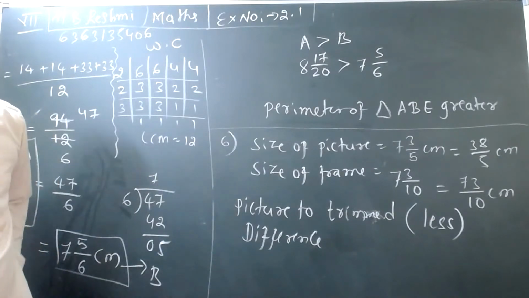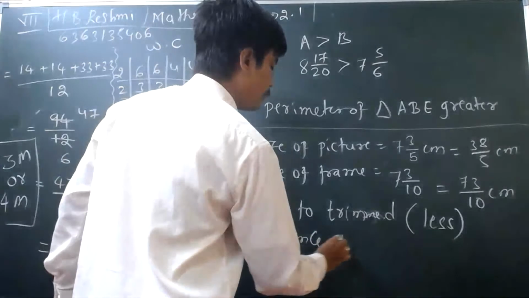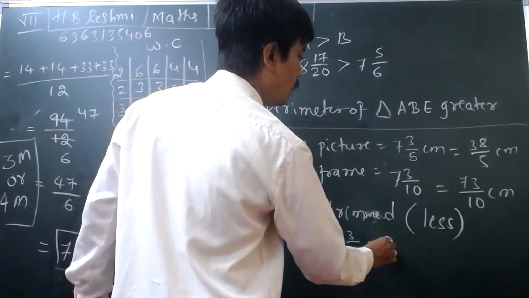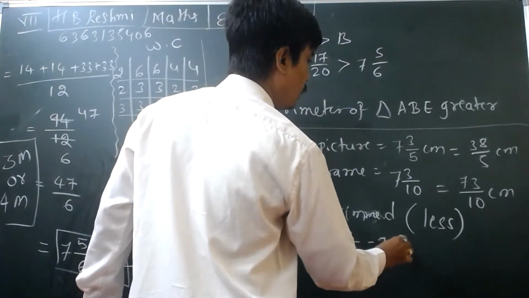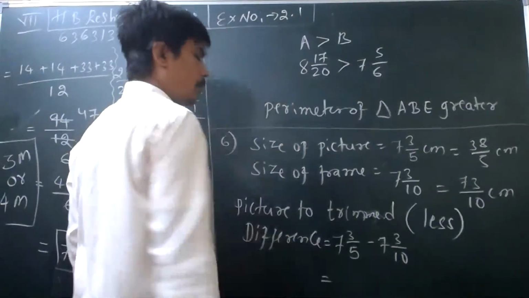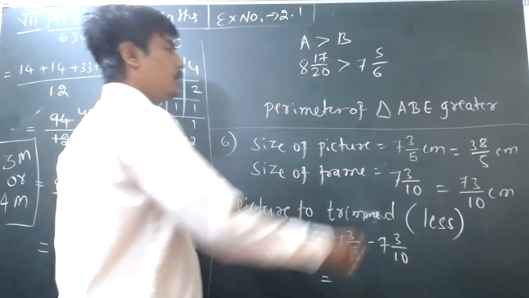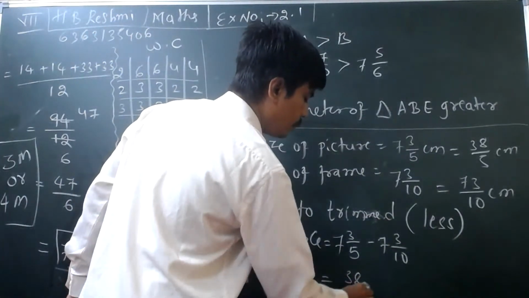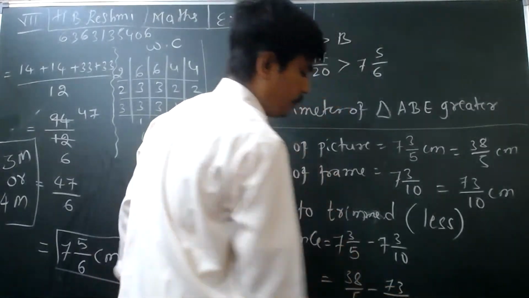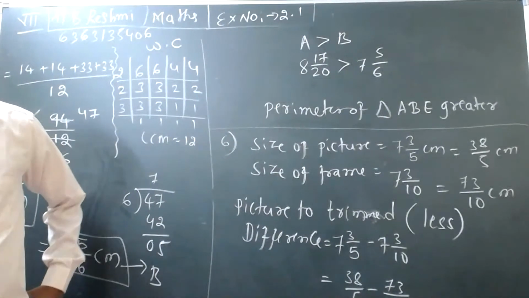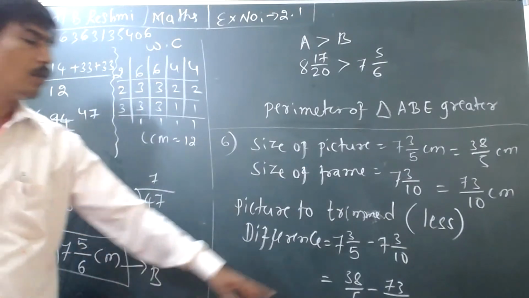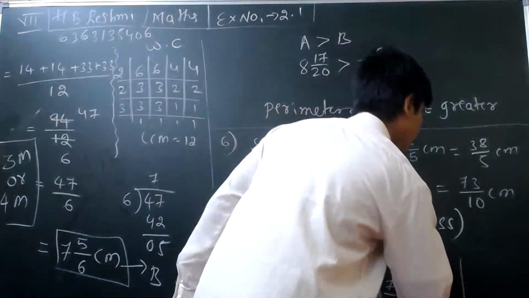That is nothing but 7 integer 3 by 5 minus 7 integer 3 by 10. And our answer will be, already we have written, 38 by 5 minus 73 by 10. One is 38 by 5 and the other one is 73 by 10. Now are the denominators the same? No, so we take the LCM.